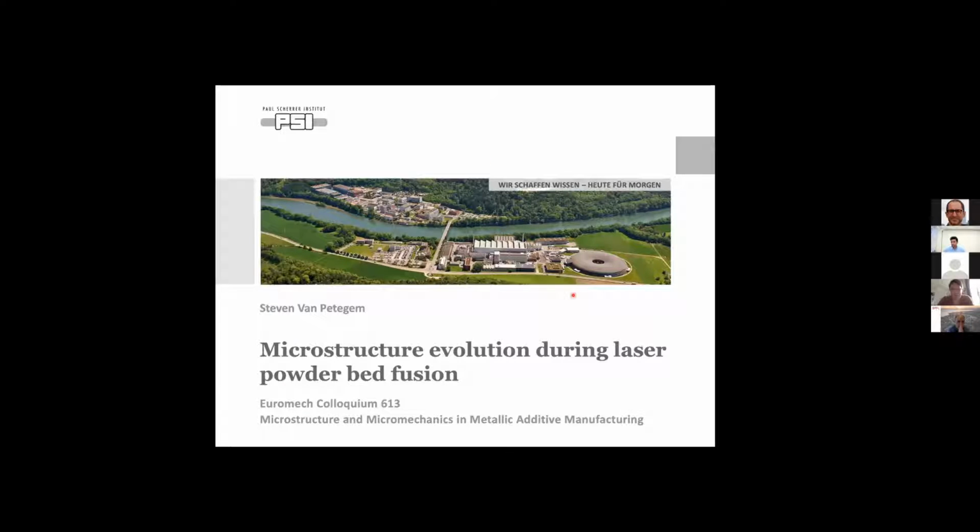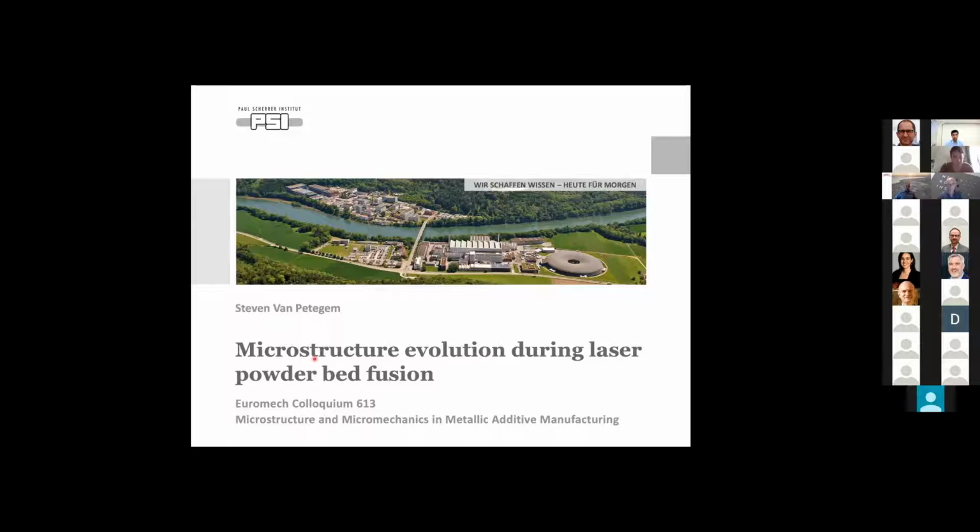I will talk about the microstructure evolution during laser powder bed fusion. This is quite a big effort of many people, and I will start off by acknowledging them. If I can go to the next slide. Okay, it's better.